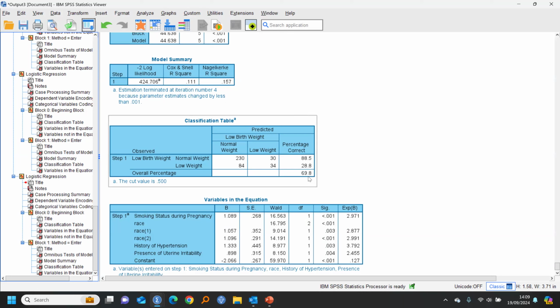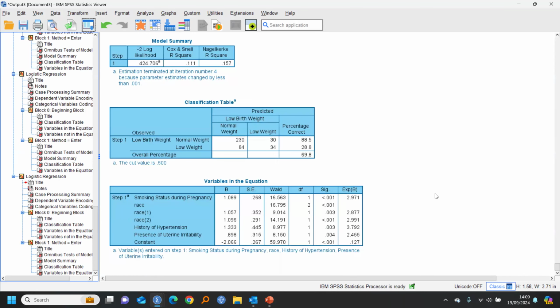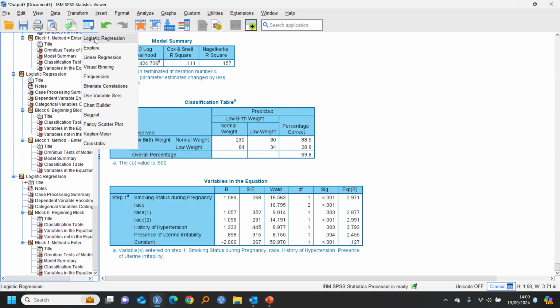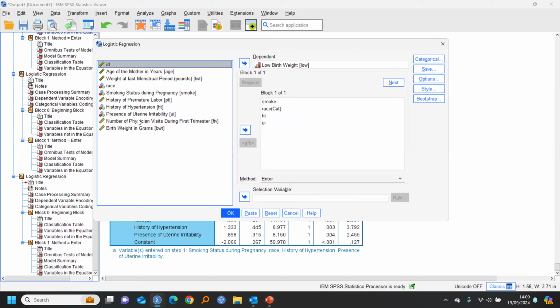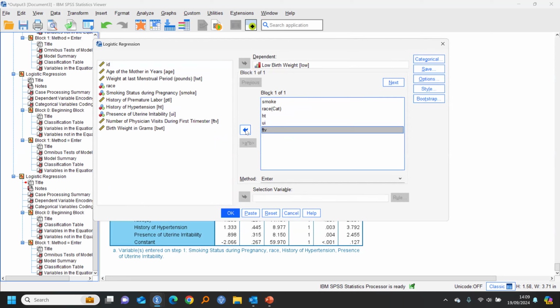So percentage accurate is 69%. Using this model, it's still liable to predict some people as having a low birth weight baby when in fact they have a normal weight baby. But these are all statistically significant. So if we use the forward method, they would all go in that model, we would expect. And we can add in other fields like number of physician visits, weight of mother at last menstrual cycle, and history of premature labor. So now we're adding all of these fields and click OK.